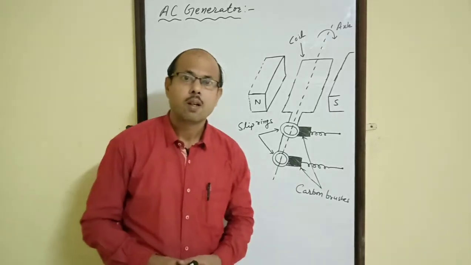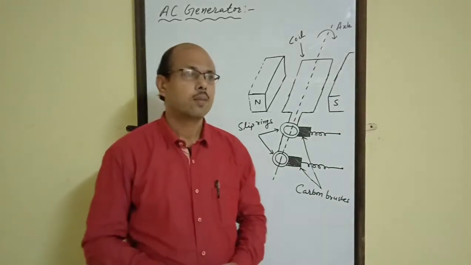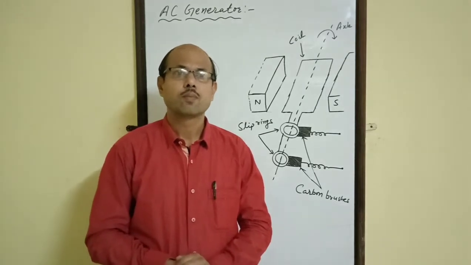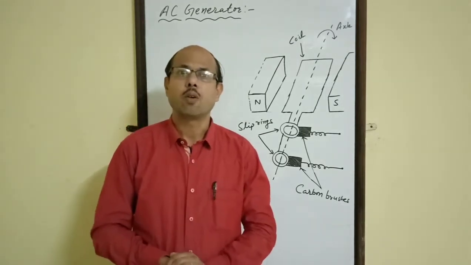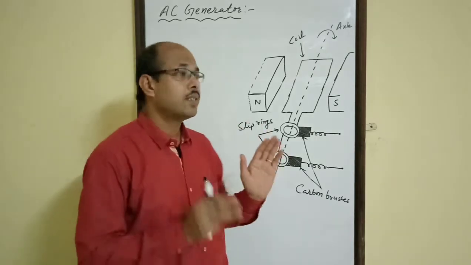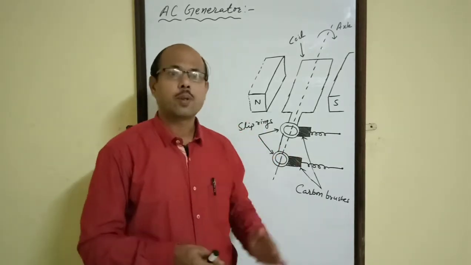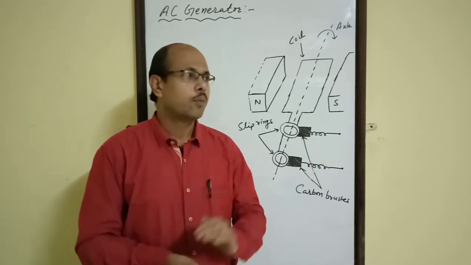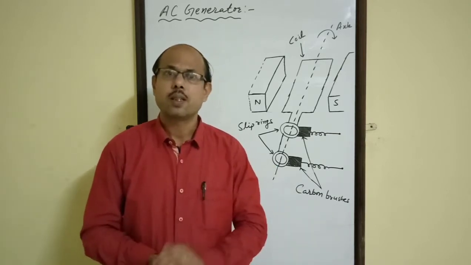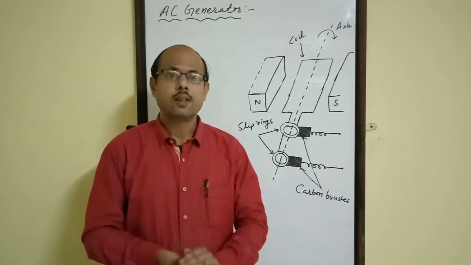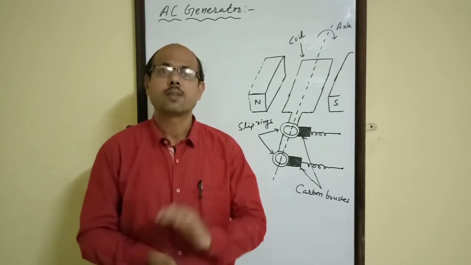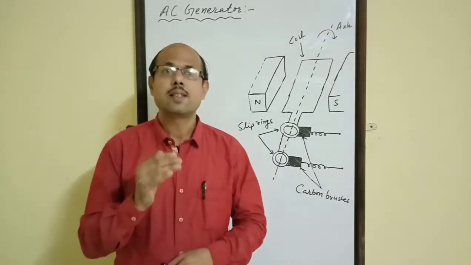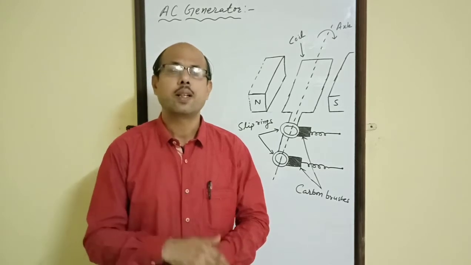Hello students, welcome to my class. Today we are going to discuss a very important topic and the last topic of the chapter alternating current, that is AC generator. In this chapter we have discussed many topics in different classes: RMS value of AC, average value of AC, current through resistor, inductor, capacitor. We have also discussed LC oscillation, LCR series circuit, and power consumed in an AC circuit.